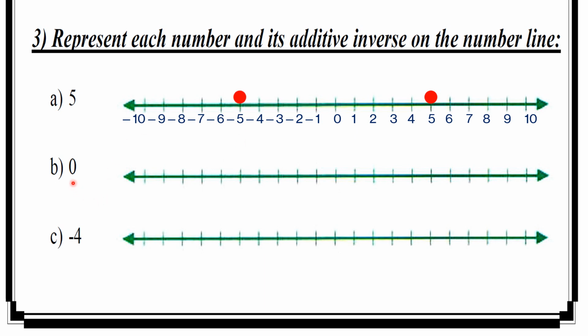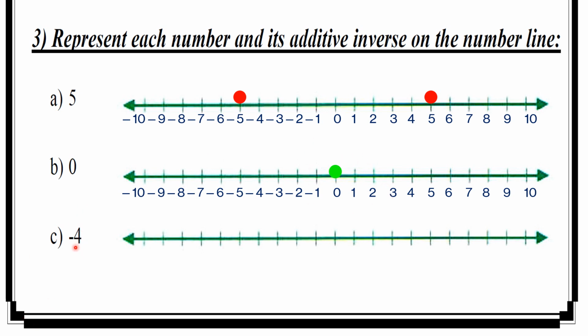Now, to represent the 0, we have here the number line. First step, we have to fill the number line. The origin point, 0. And now, to the right of the origin point, or to the right of the 0, we have the positive integers. To the left of the 0, we have the negative integers. Where is the 0? Here is. So, we are going to draw a circle on the 0. What is the additive inverse of 0? It will be also 0. So I'm not going to draw another point.